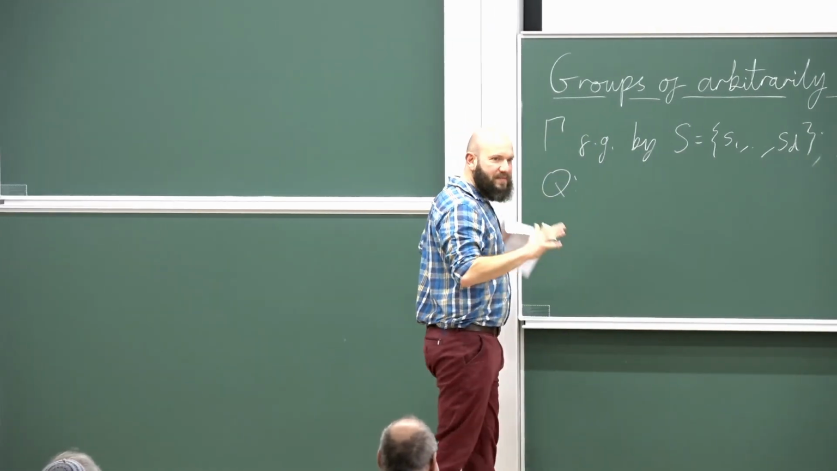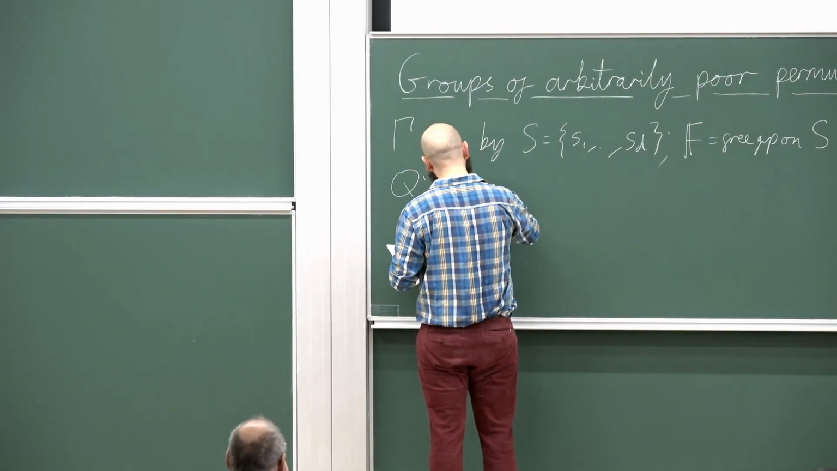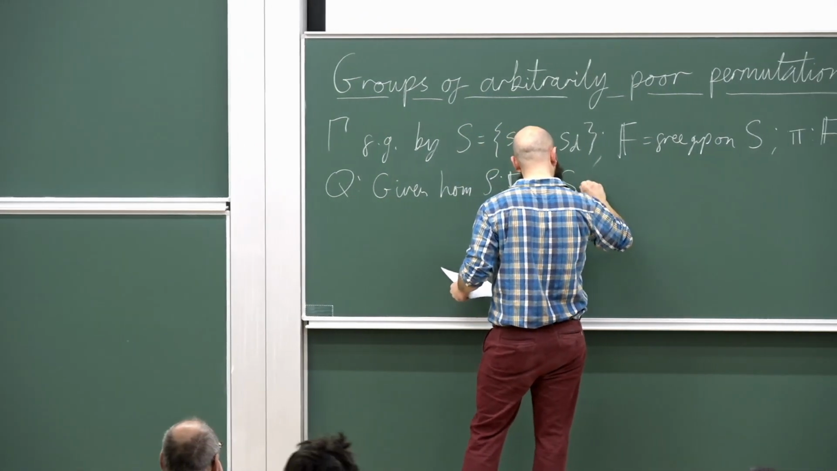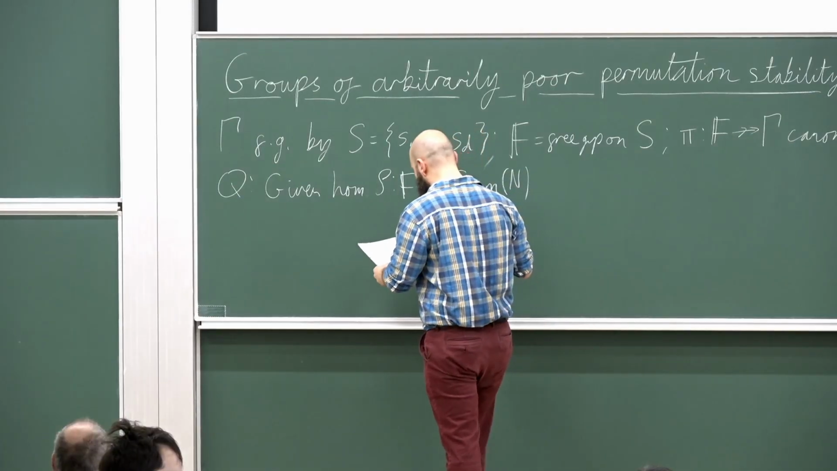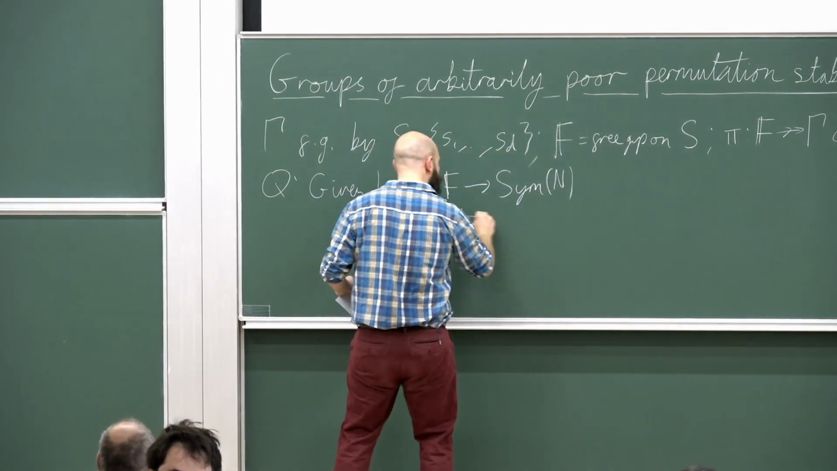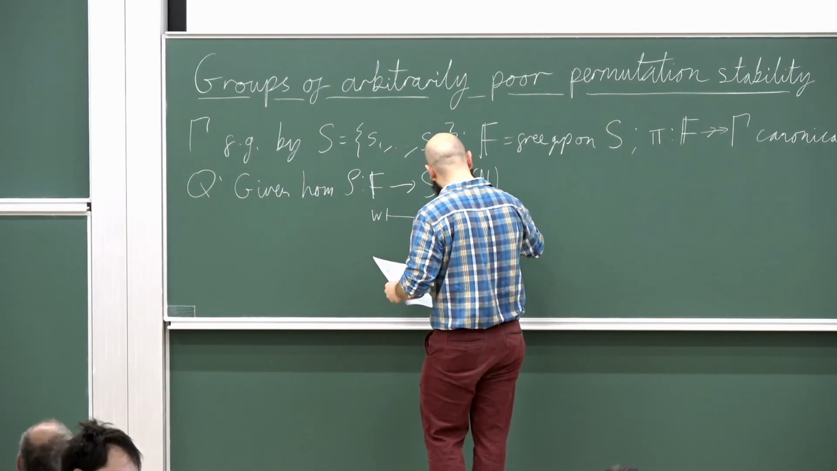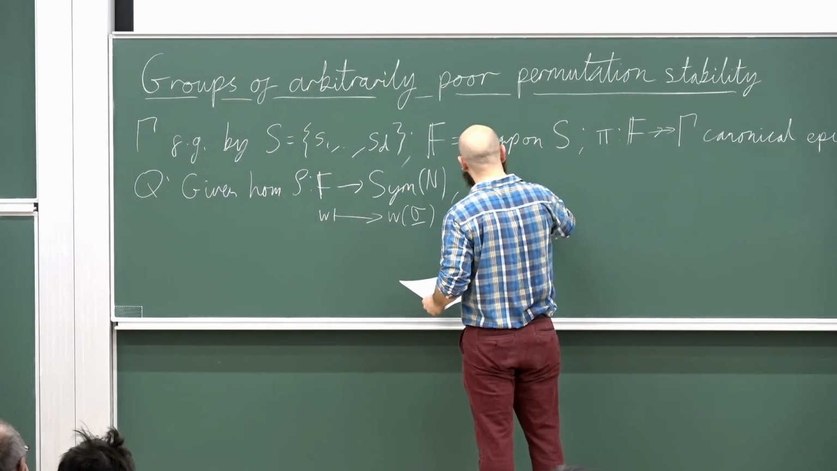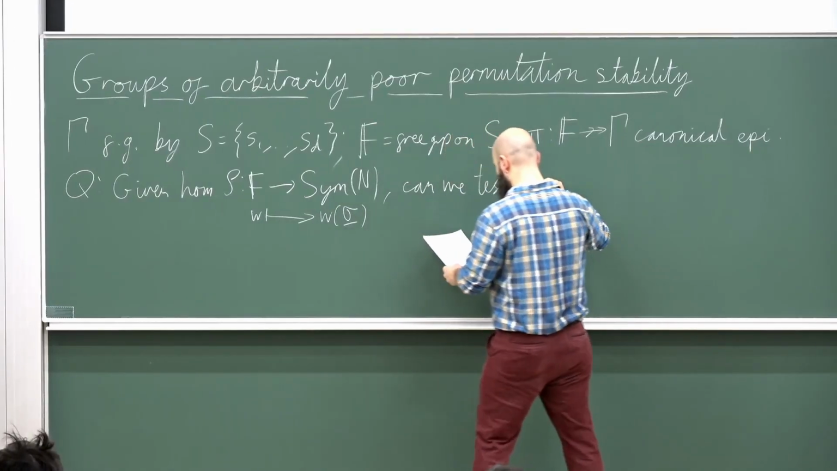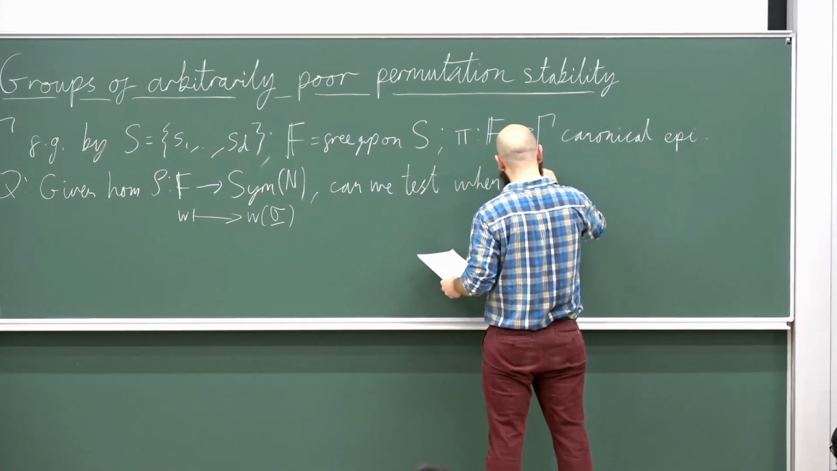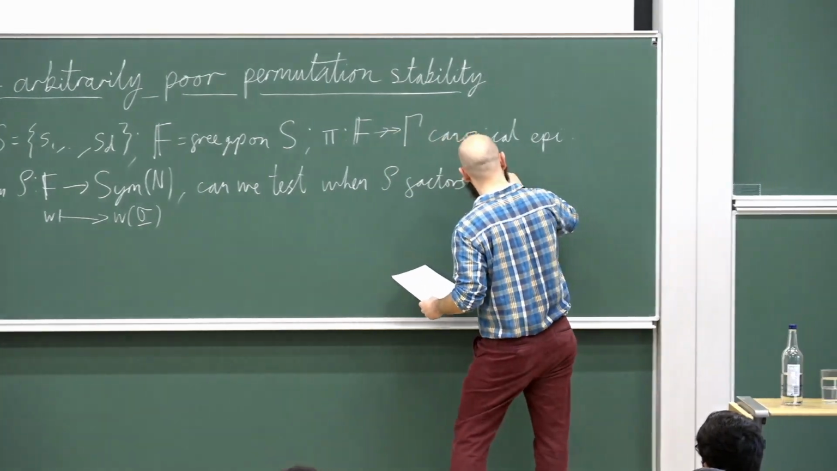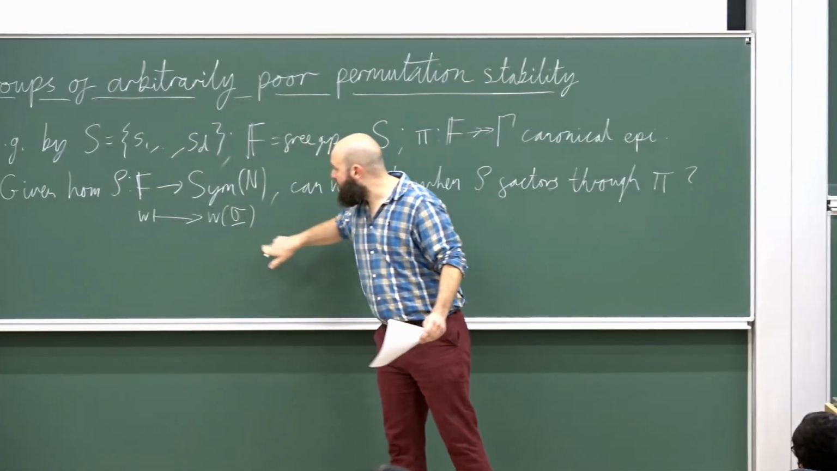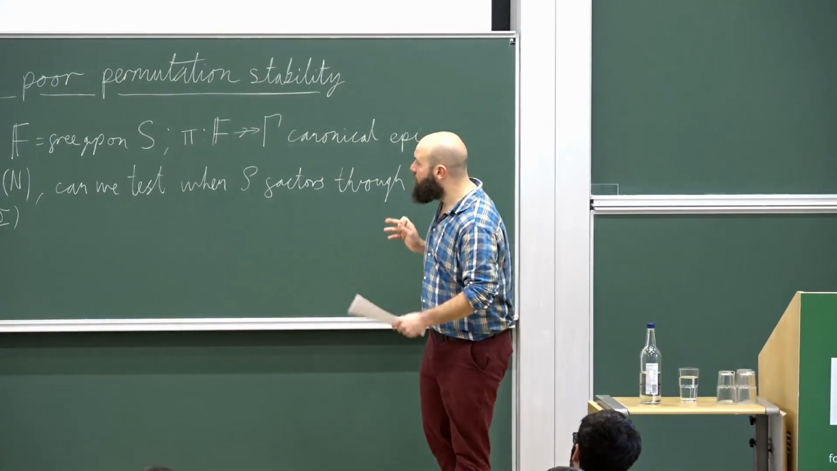And the question that sort of motivates this perspective on the study of stability is, given a homomorphism rho from the free group to a finite symmetric group of degree big N, so this takes some word in the free group and evaluates it at a d-tuple of permutations, sigma 1 up to sigma d, so it sends W to W of sigma. Can we test cheaply when rho factors through pi? So in other words, does this tuple of permutations sigma actually give us not just a map from F, but a map from gamma?